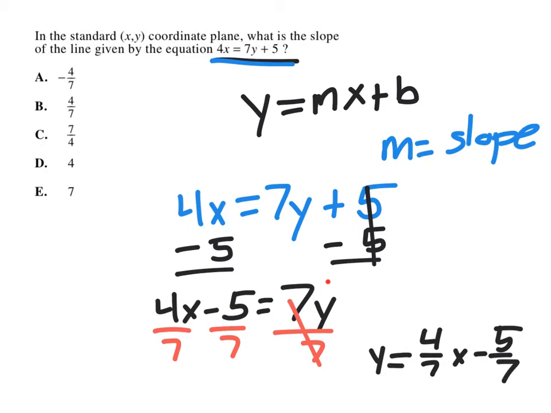I've just flipped my equation around and listed the y first. Okay? Nothing wrong with doing it that way. Now, what is my coefficient of the x? It is 4/7. So that would be my slope. So the slope for this line would be 4/7, which means B is the correct answer.